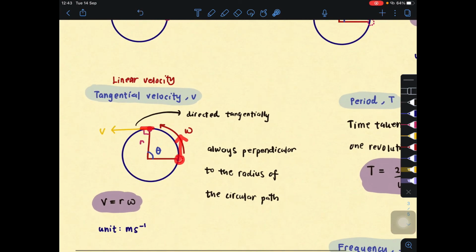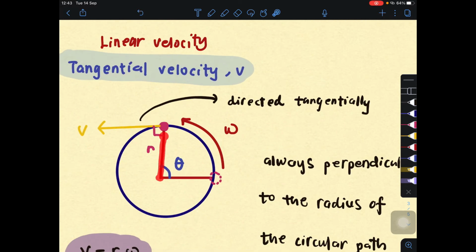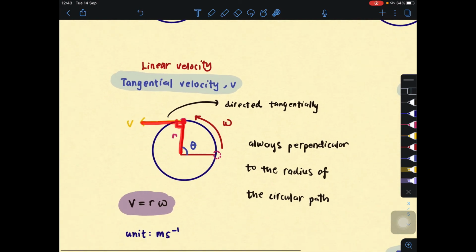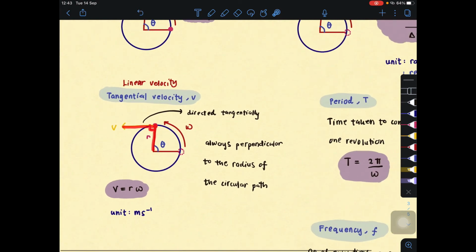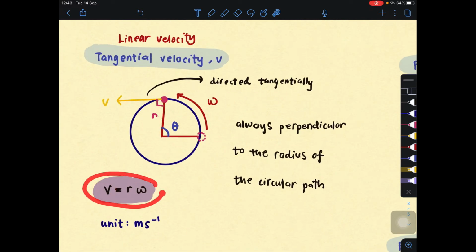velocity is always perpendicular to the radius of the circular path. Okay, radius kita tahu daripada tengah ke titik sini, itu adalah radius. So, velocity mestilah 90 degree to the radius. It's always 90 degree. So, we want to relate the velocity with the radius and angular velocity. Kita gunakan formula ni. V is equal to R omega, di mana unit velocity still sama, meter per second.